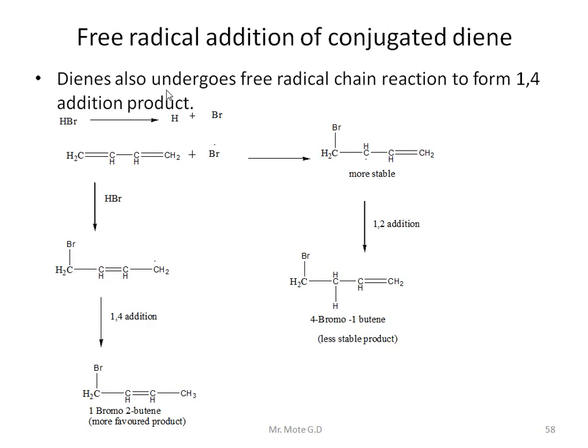Simply HBr is going to form H and Br. Initially Br is going to attack this carbon to form a more stable intermediate, and then H is going to attach to this to form the less stable product, that is 4-bromobutene. Then again treatment with HBr: if Br goes there, a radical will be observed there, and addition of hydrogen there forms the more favored product, 1-bromobutane. That is the free radical addition reaction.